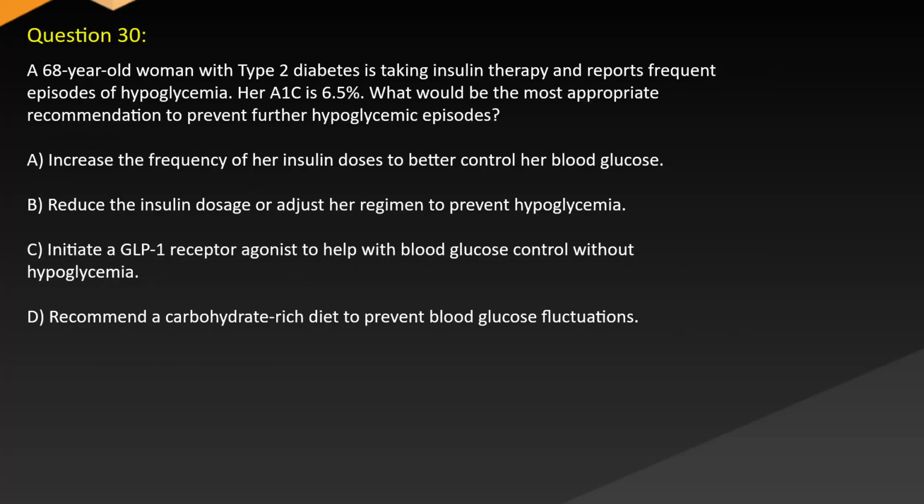Question 30. A 68-year-old woman with type 2 diabetes is taking insulin therapy and reports frequent episodes of hypoglycemia. Her A1C is 6.5%. What would be the most appropriate recommendation to prevent further hypoglycemic episodes? A. Increase the frequency of her insulin doses to better control her blood glucose. B. Reduce the insulin dosage or adjust her regimen to prevent hypoglycemia. C. Initiate a GLP-1 receptor agonist to help with blood glucose control without hypoglycemia. D. Recommend a carbohydrate-rich diet to prevent blood glucose fluctuations.